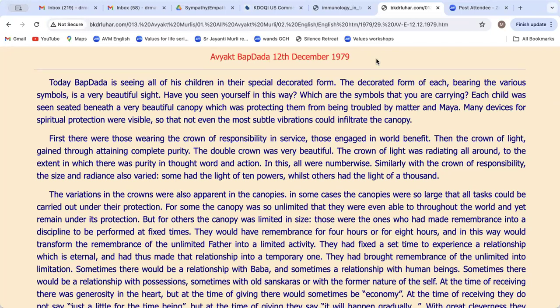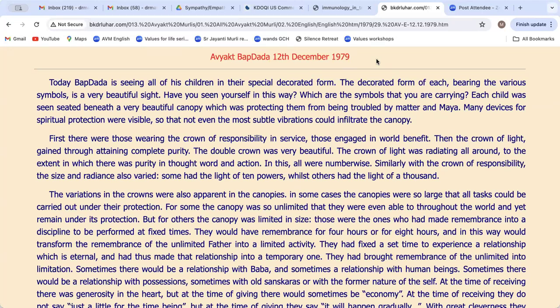And Baba says that I'm not bothered with how your bodies are, whether you're fat, thin, dark, white, doesn't matter. I just look at you all as sparkling stars. And Baba is saying this special decorated form has various symbols, which is a very beautiful sight for him. And he's asking, have you seen yourself in this way anytime? Which are the symbols that you are carrying?